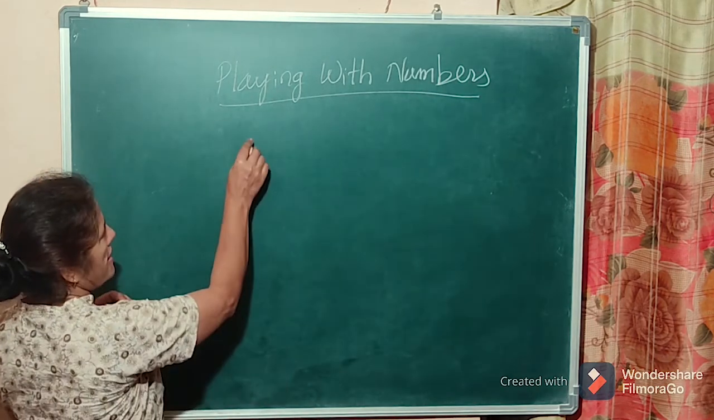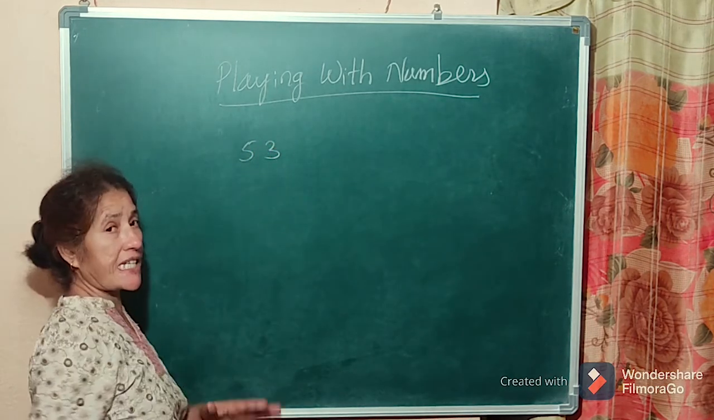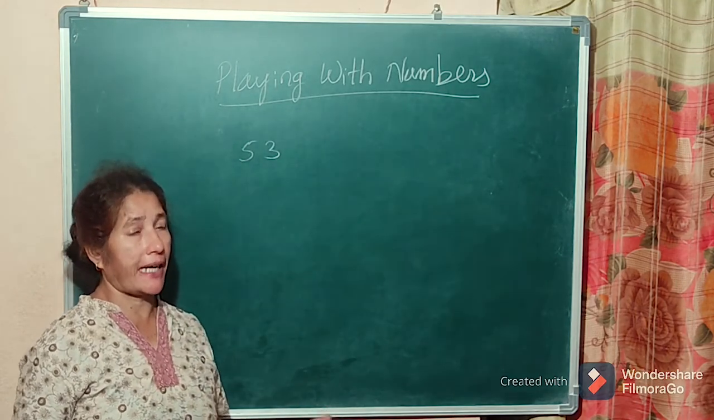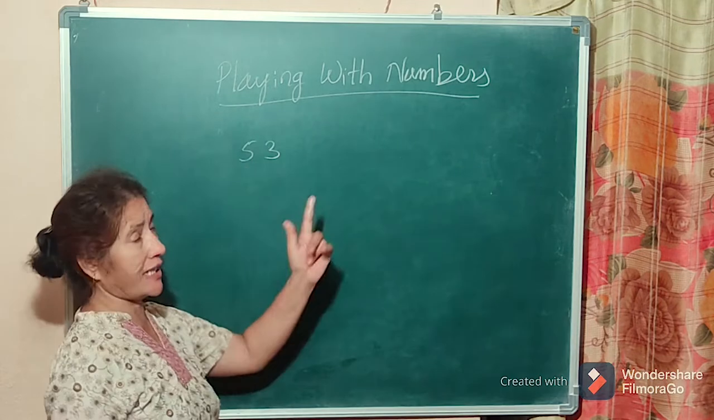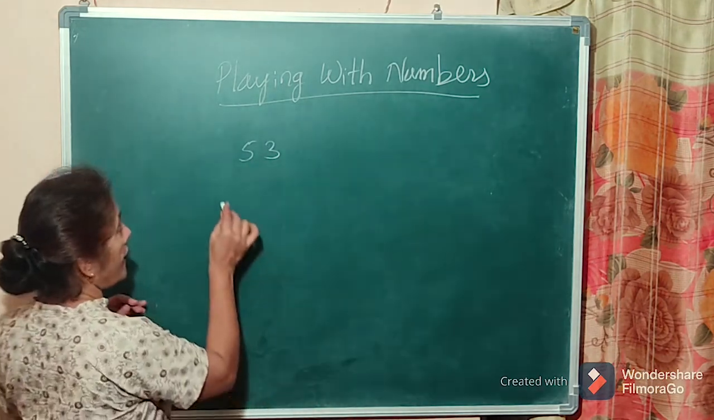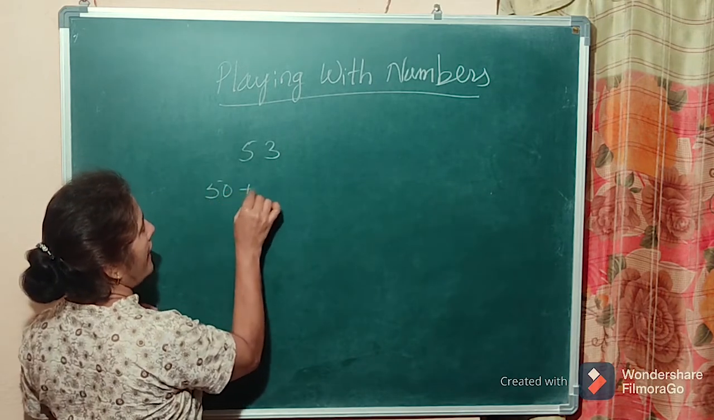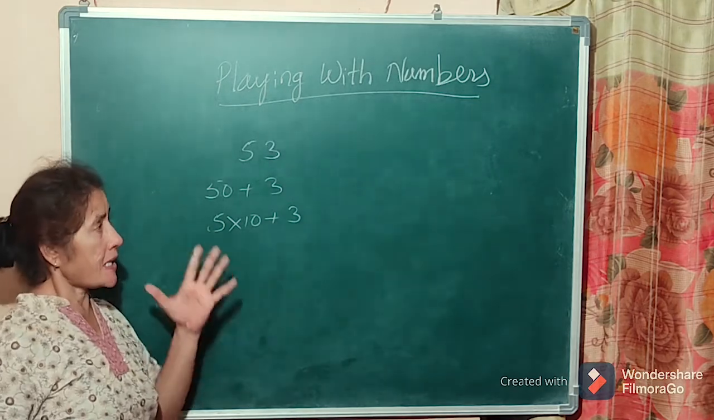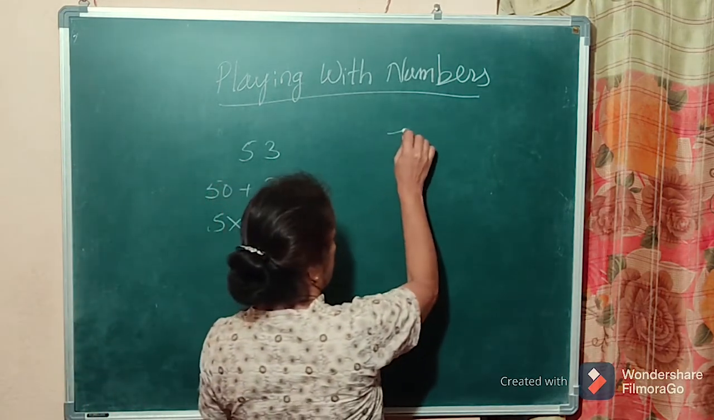See, I write down this number. What are the digits? 5 and 3 are the digits. But how do I read the number? I read the number as 53. Right? How do I write down in the expanded form? I write down 50 plus 3, or I write down 5 into 10 plus 3. Correct? Suppose I write down the number like this.